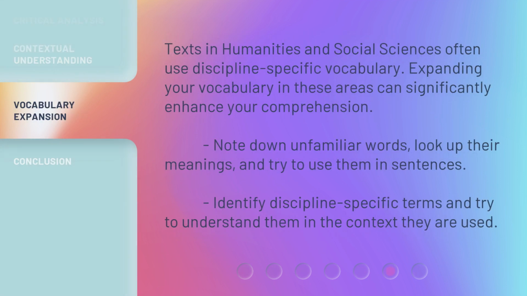Texts in humanities and social sciences often use discipline-specific vocabulary. Expanding your vocabulary in these areas can significantly enhance your comprehension. Note down unfamiliar words, look up their meanings, and try to use them in sentences. Identify discipline-specific terms and try to understand them in the context they are used.